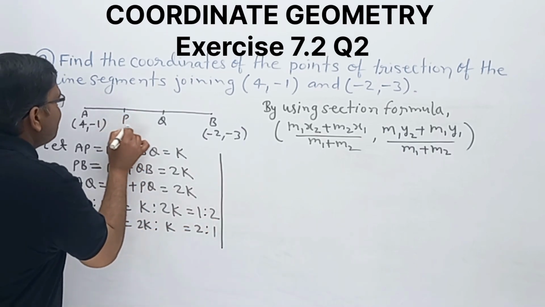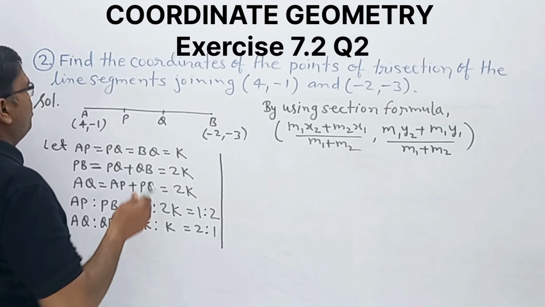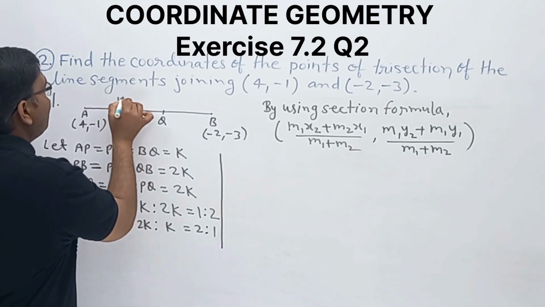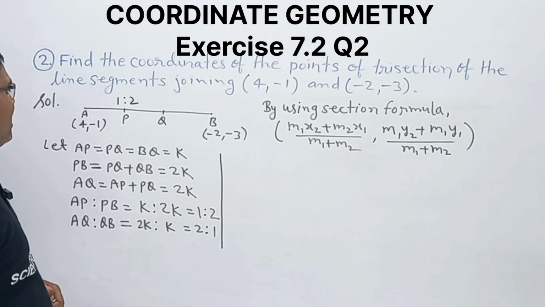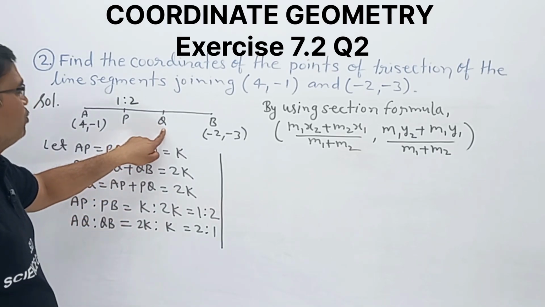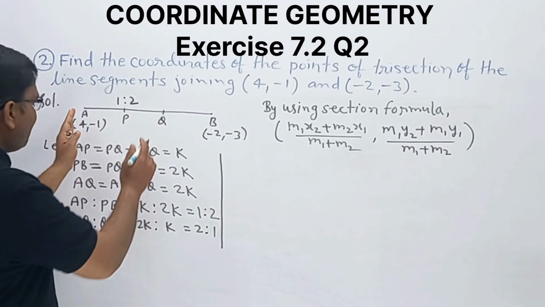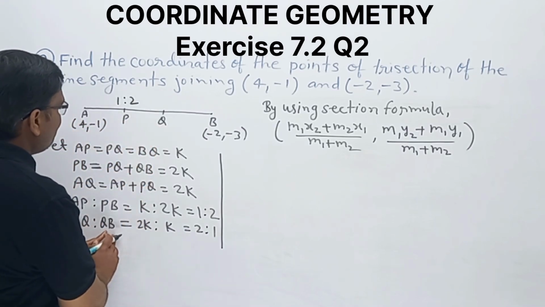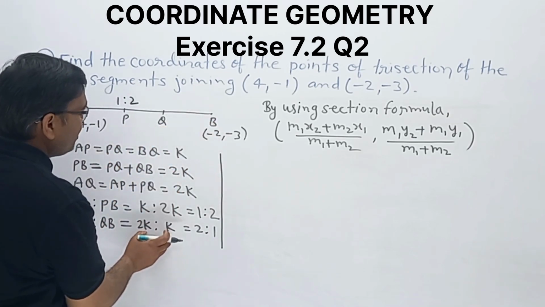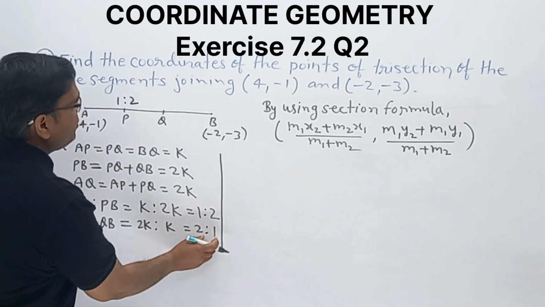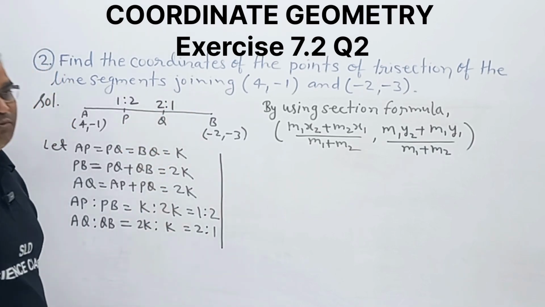So this point P has the ratio 1 is to 2. And for the other point Q, what ratio does it have? This can be written as AQ is to QB, which is 2K is to K, or we can say 2 is to 1. Its ratio is 2 is to 1. Observe.